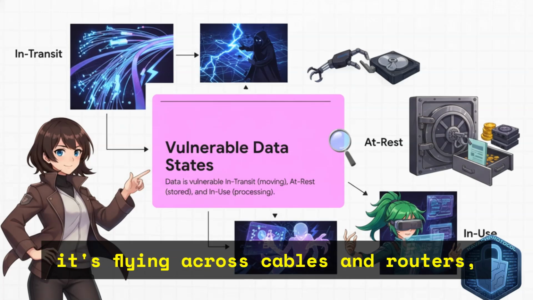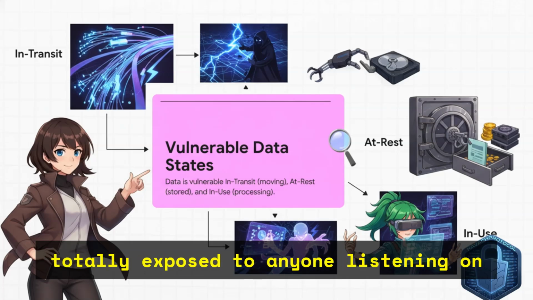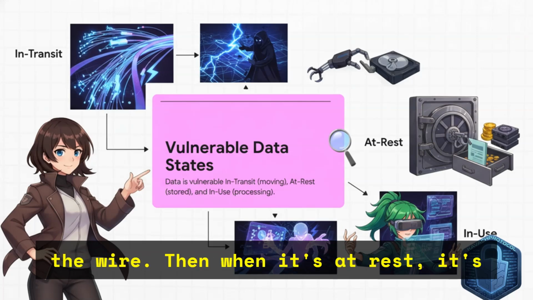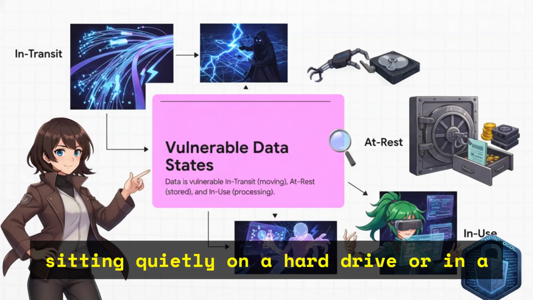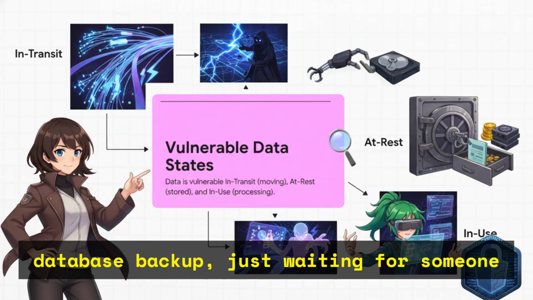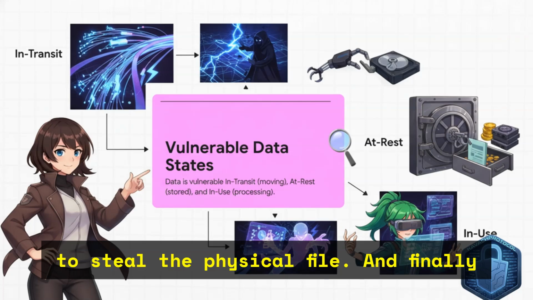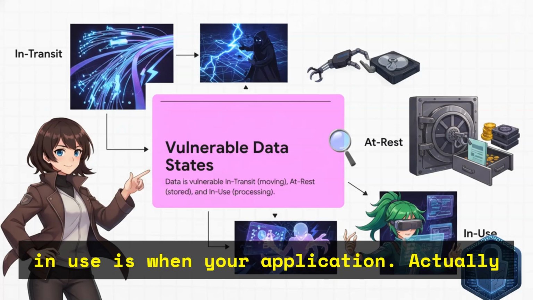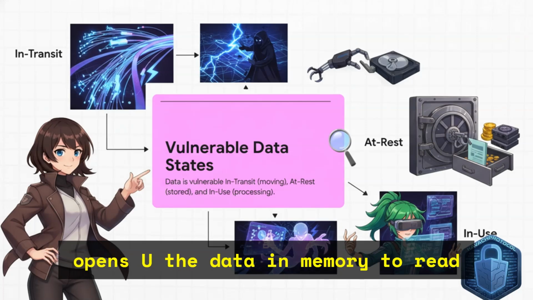First, when data is in transit, it's flying across cables and routers, totally exposed to anyone listening on the wire. Then, when it's at rest, it's sitting quietly on a hard drive or in a database backup, just waiting for someone to steal the physical file. And finally, in use is when your application actually opens up the data in memory to read it or compute.